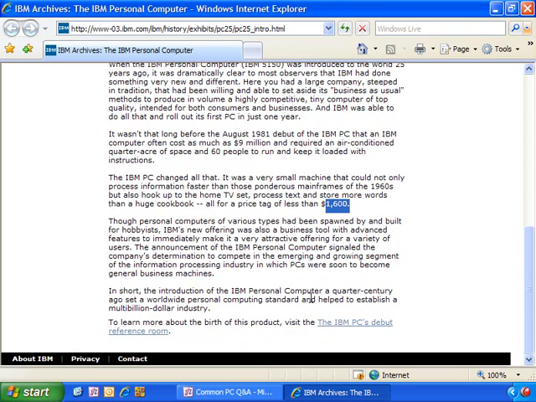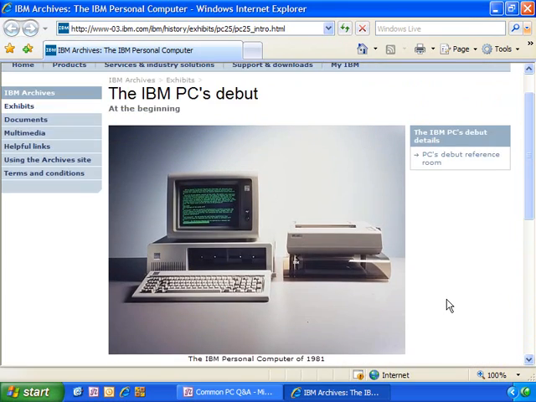And over time, this IBM PC evolved into the computer market, and the standards of personal computers that we know today. So that's the original IBM PC, and I think it's important to have some idea of what it looked like and what it could do and when it first came about.